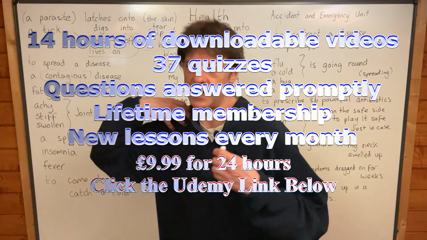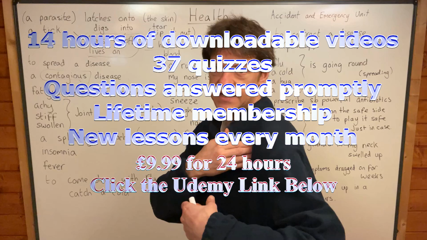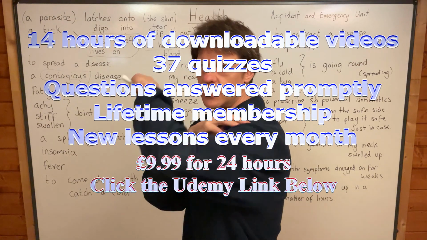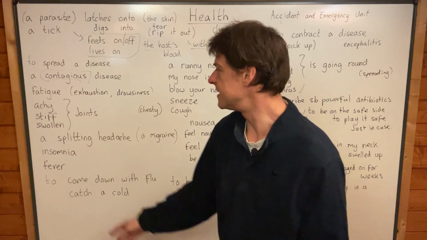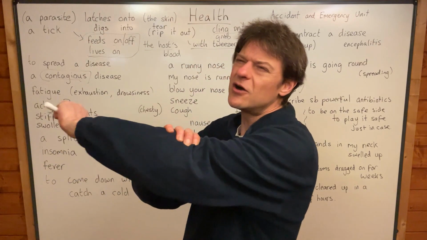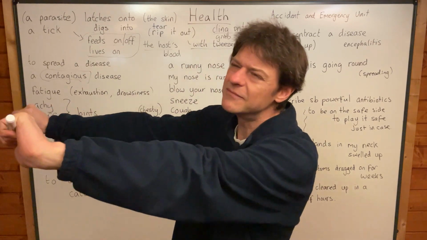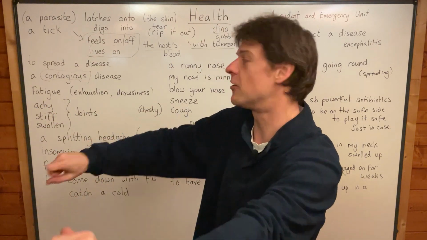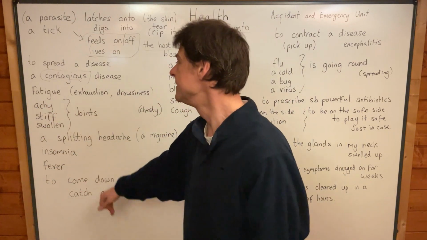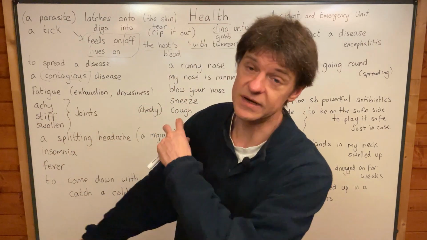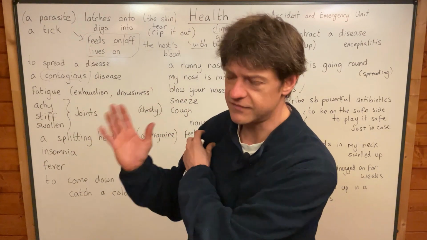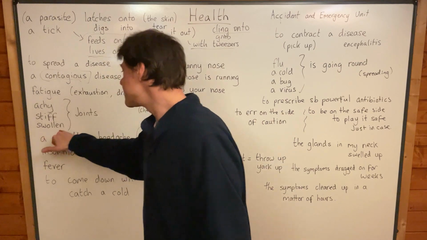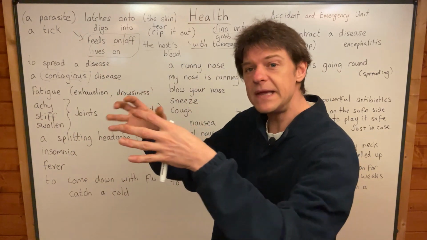Now joints are where different parts of the body meet, and so you know this is your shoulder joint, your elbow joint, and if your joints are stiff, it's very hard to move them. Yeah, it's painful to move them. It's not easy to move your knee or move your elbow. Then you've got a stiff knee, a stiff elbow. If they're achy, they're painful, and it's that dull pain usually rather than a sharp pain. And if they're swollen, that means they've got bigger.